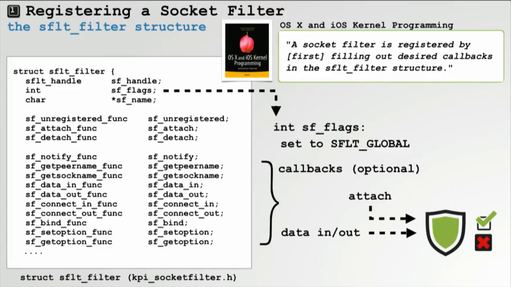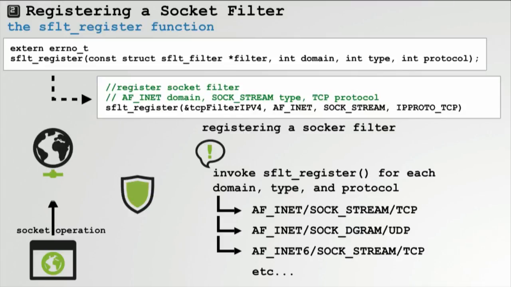Now, there are two steps to register a socket filter. First, we populate a socket filter structure. And this structure contains various callbacks that, once registered, will be automatically invoked by the operating system on certain socket operations, which then gives our firewall the ability to examine these socket actions and determine whether they should be allowed or blocked. So the second step is then to invoke the socket filter register function to install your socket filter. Now, besides the populated structure, this also takes a socket domain, type, and protocol, which means if you want to filter all socket domains, types, and protocols, you should invoke this function several times.